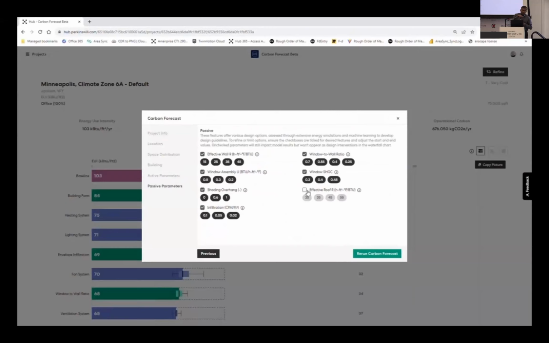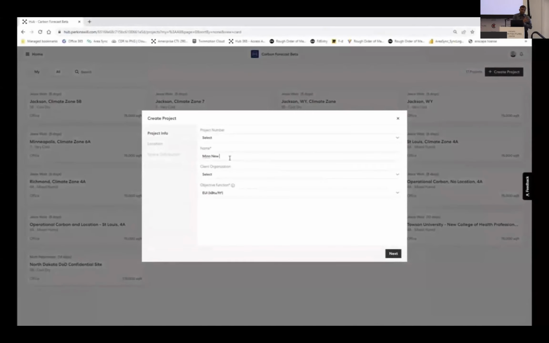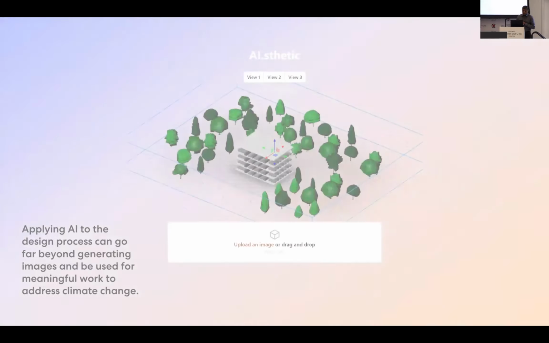Remember, this is not a perfect science. It's directionally accurate, but it helps enable a conversation with the client on how to reduce carbon in the early stages of the project. And it is extremely successful in our view.